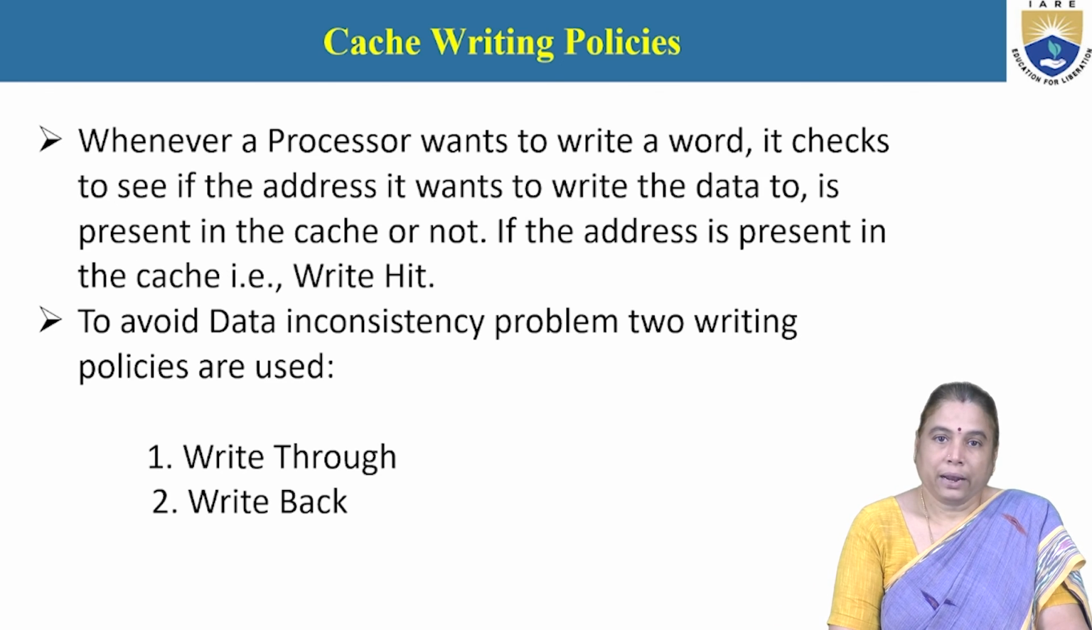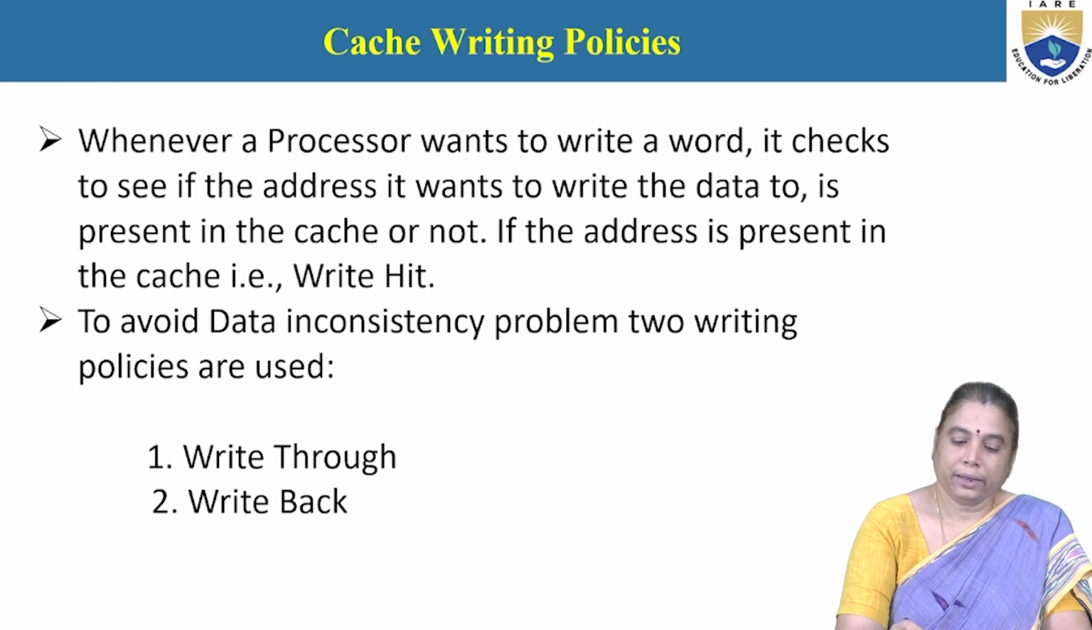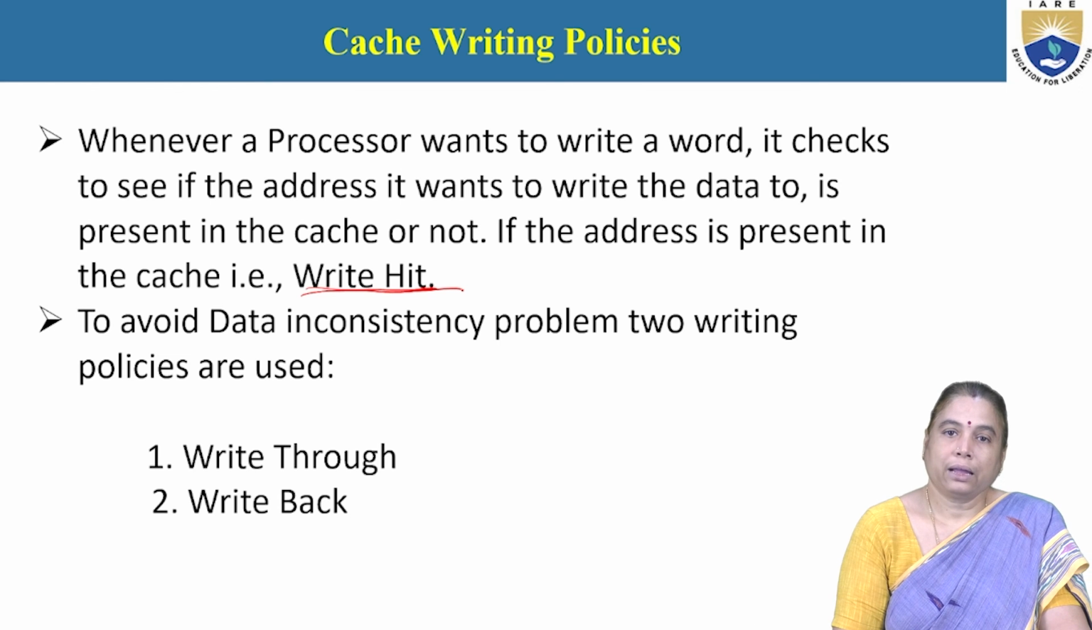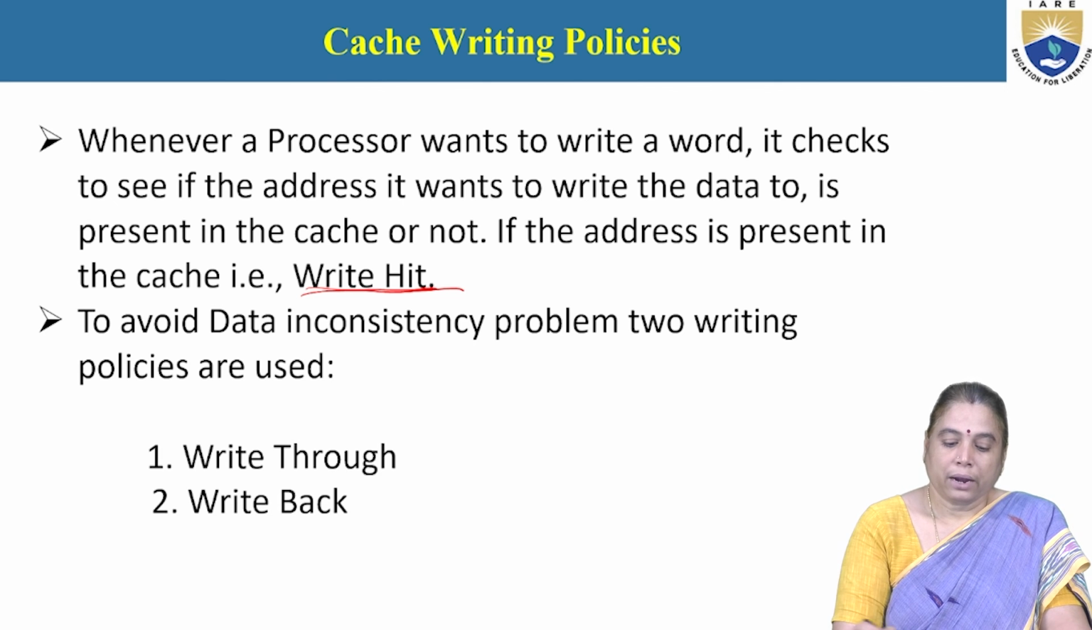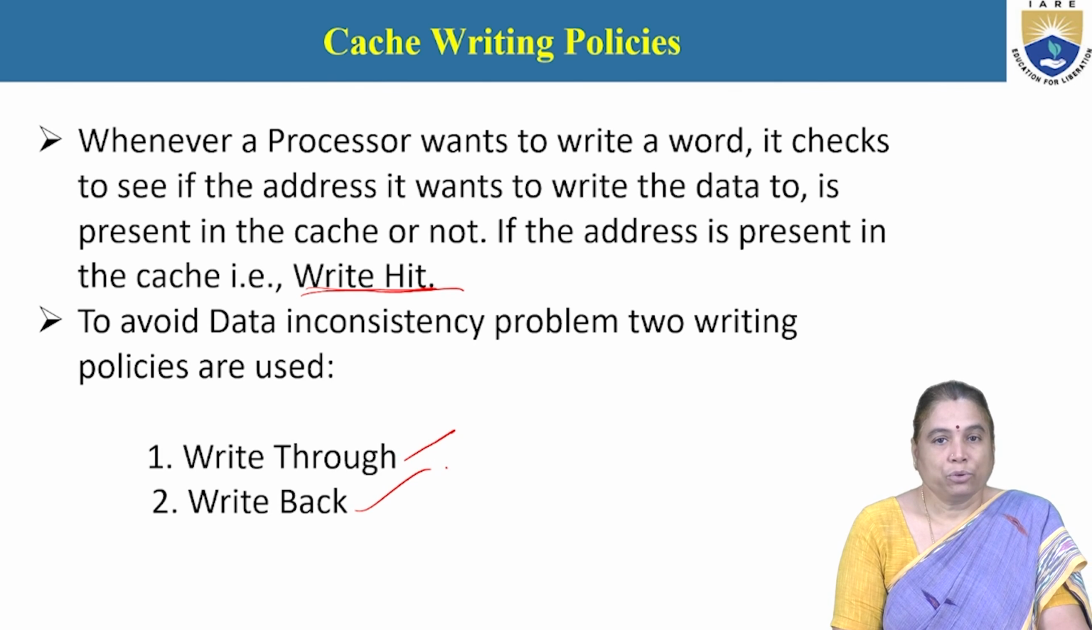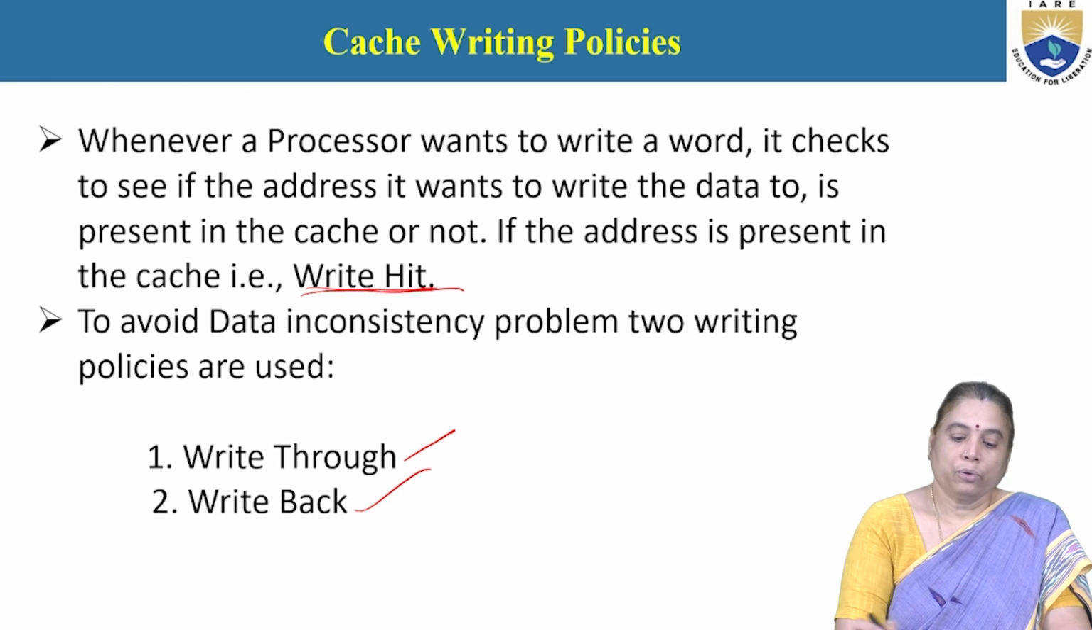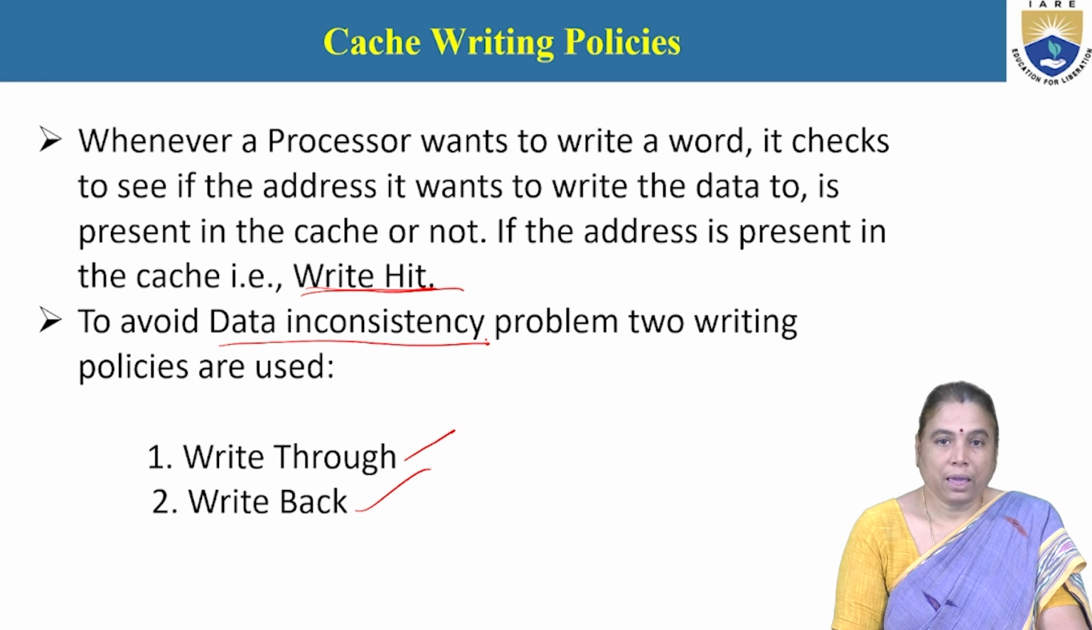Now, what are the cache writing policies? Whenever a processor wants to write a word, it first has to see whether the address it wants to write the data to is present in the cache or not. If the address is present in the cache, then it is a write hit. In case of a write hit, the cache can use two policies to write the data onto the cache. The two policies are write through and write back. These two policies are majorly used to avoid the data inconsistency problem.